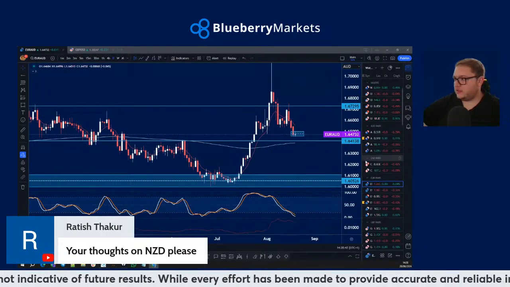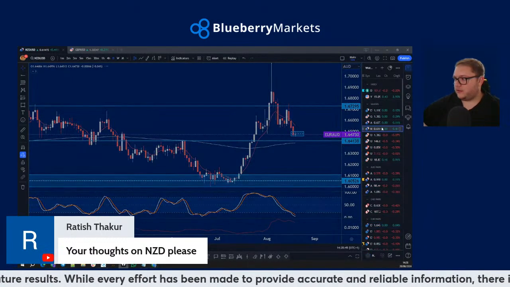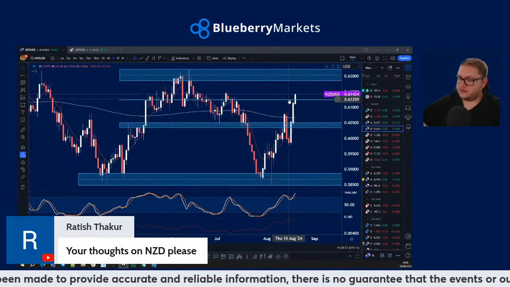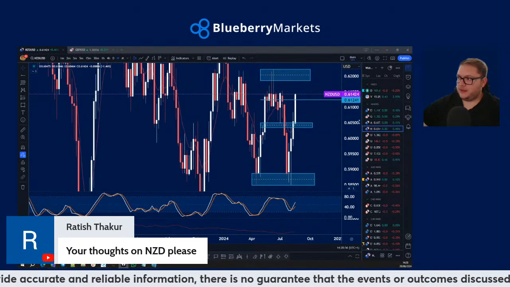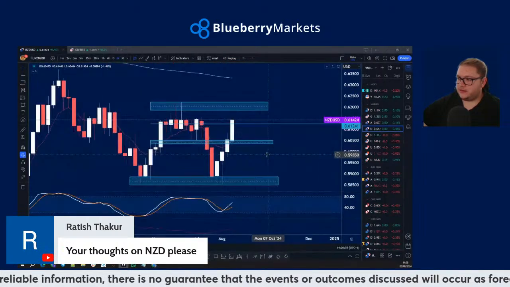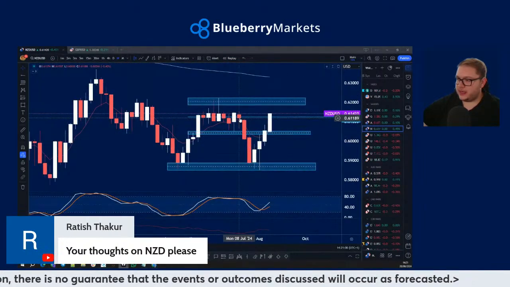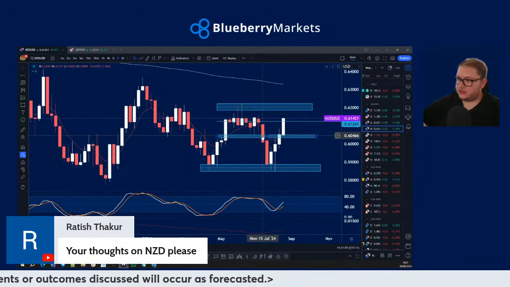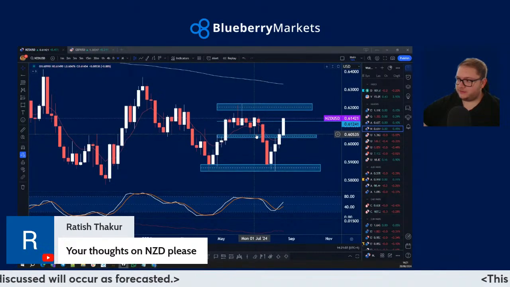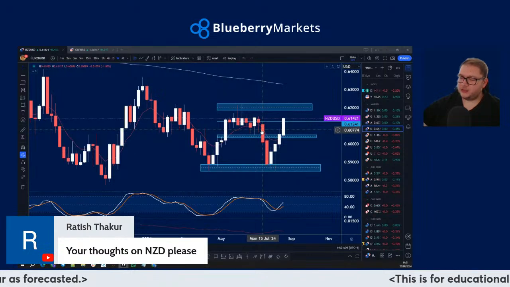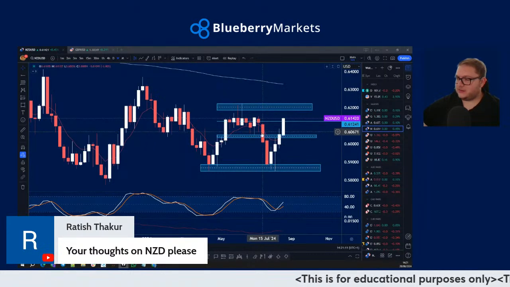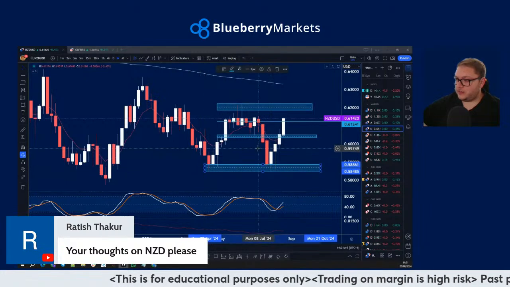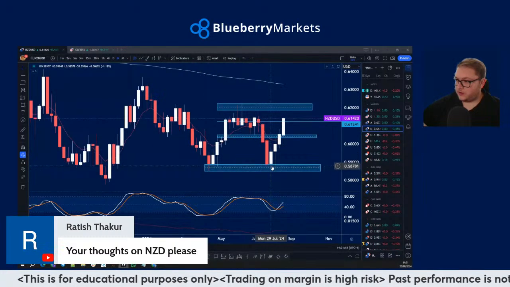Ratish, your thoughts on Kiwi? Yeah, really interesting market, right? We've had significant rallies on the New Zealand US dollar, and this is something that I didn't necessarily expect. We were kind of short back in July when we broke this 6050 area. I think my last short on Kiwi dollar was in the 6060s. And we broke down, we came into this demand zone here on this weekly chart, and it held quite aggressively.